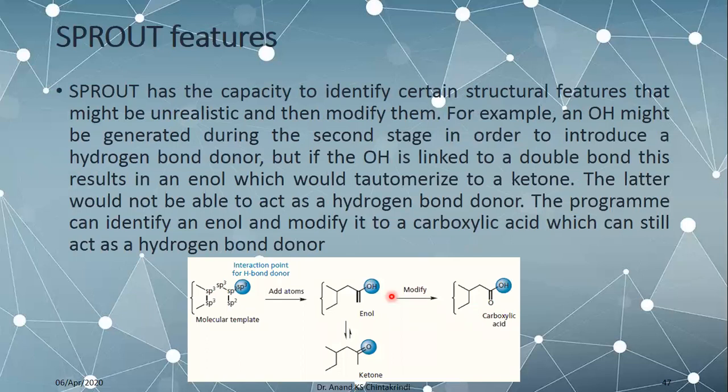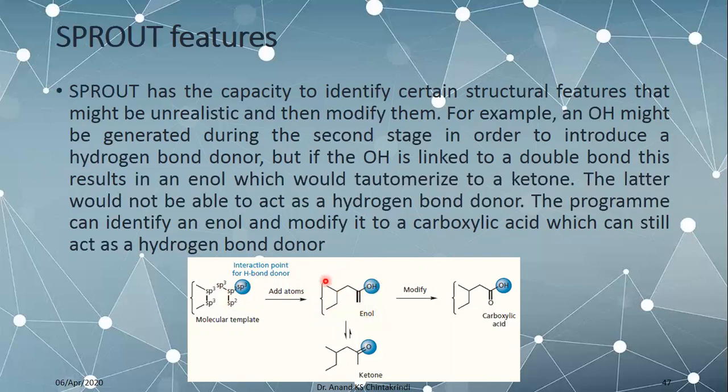Now, not only this, Sprout has the capacity to identify certain structural features that might be unrealistic and then modify them. For example, now you can see the molecular template here. It is sp3, sp2, sp2, and sp3, and this is the sp3 vertex which is placed near the interaction point for hydrogen bond. When it is adding atoms, say it places a hydroxy near a double bond, which is an enol type. Since this is sp2 and sp2, this will be a double bond.